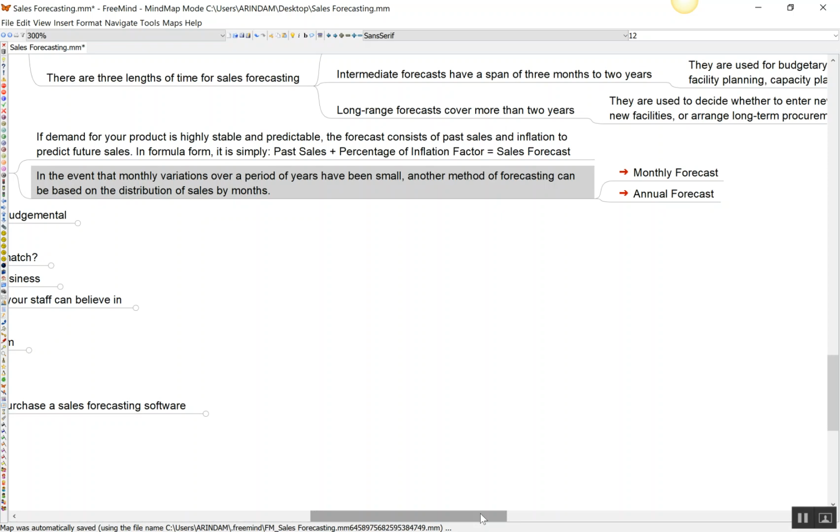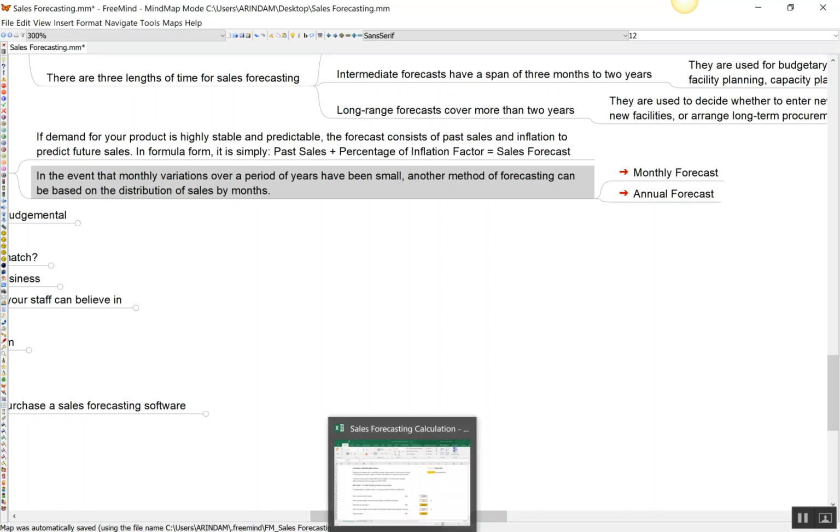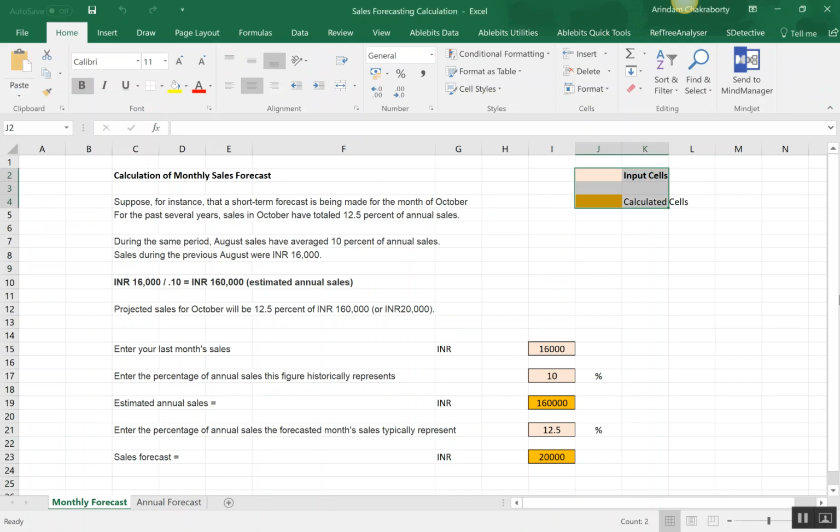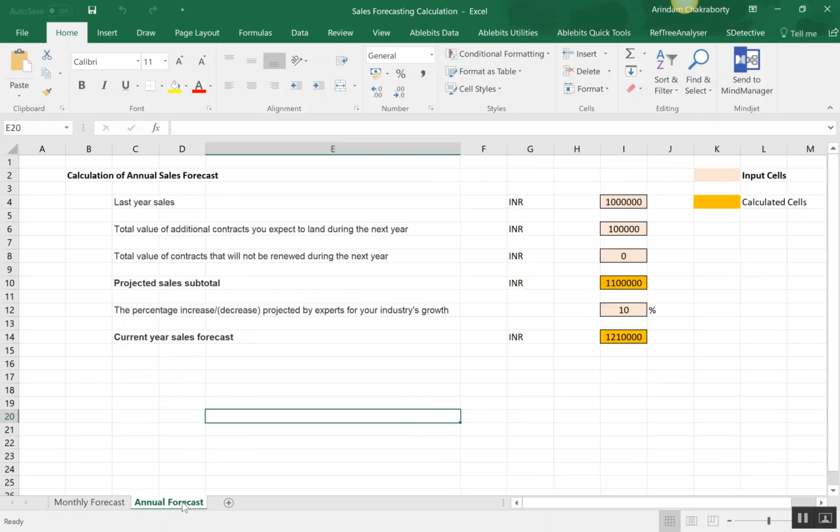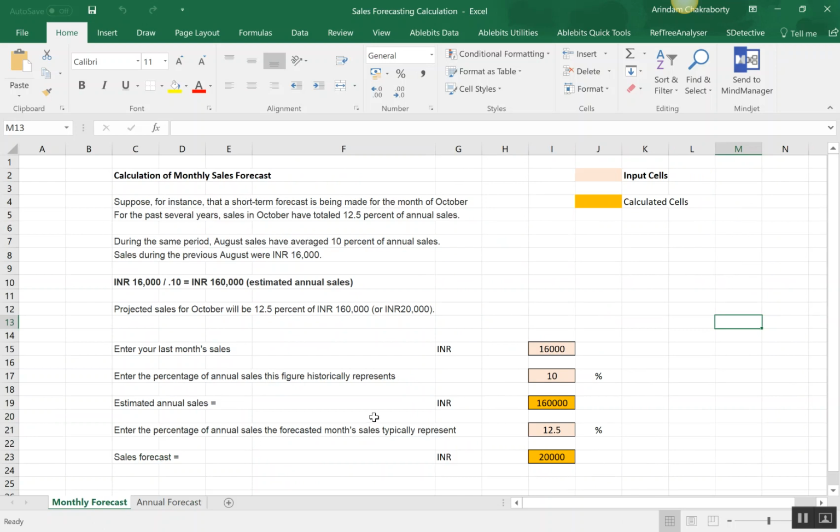So there are two ways of calculation that we can possibly see over here. One is called the monthly forecast and the other is called the annual forecast. So let's look into it. As you see over here, there are two sheets. One is monthly forecast and the other one is annual forecast. Let's look into the monthly forecast system first.